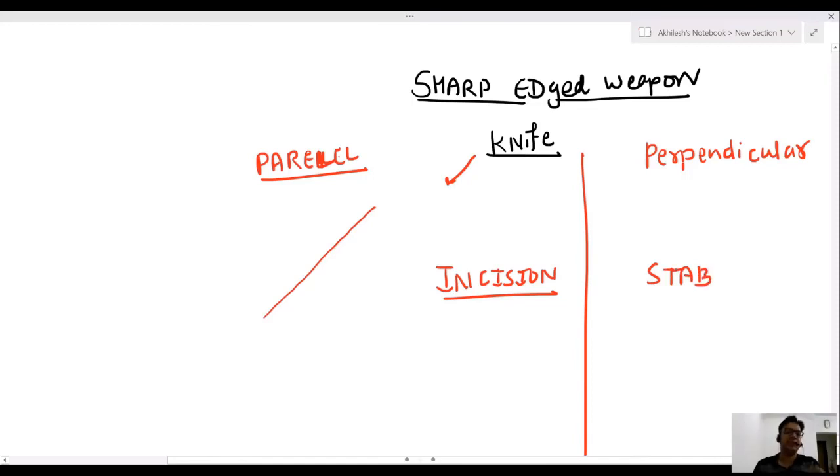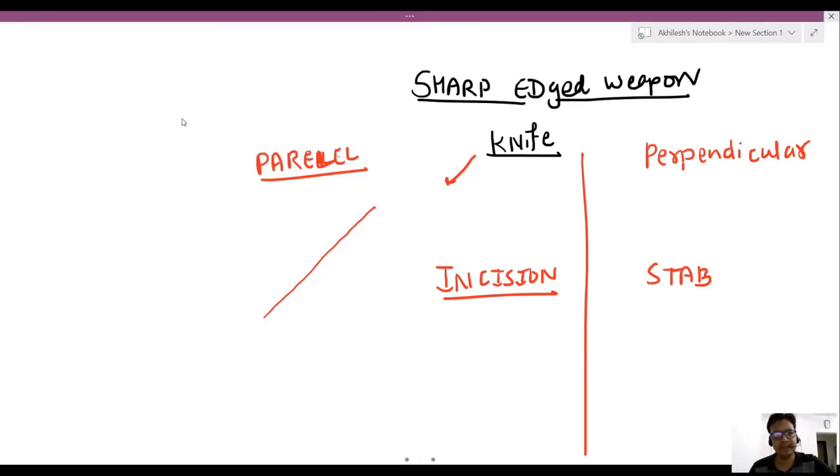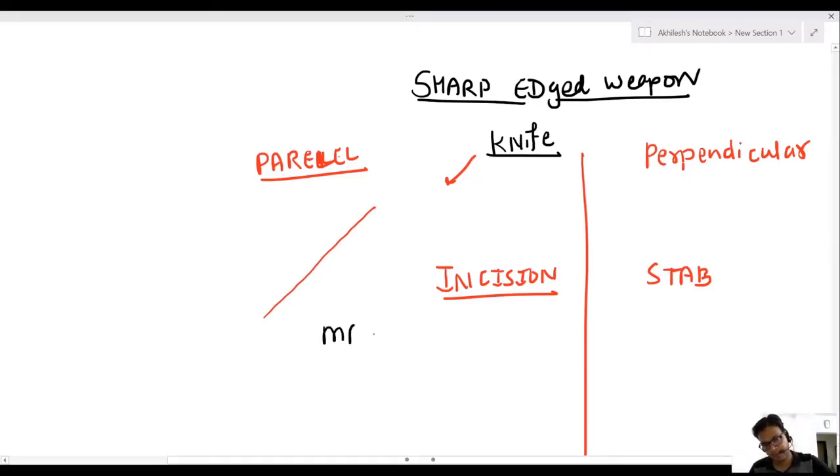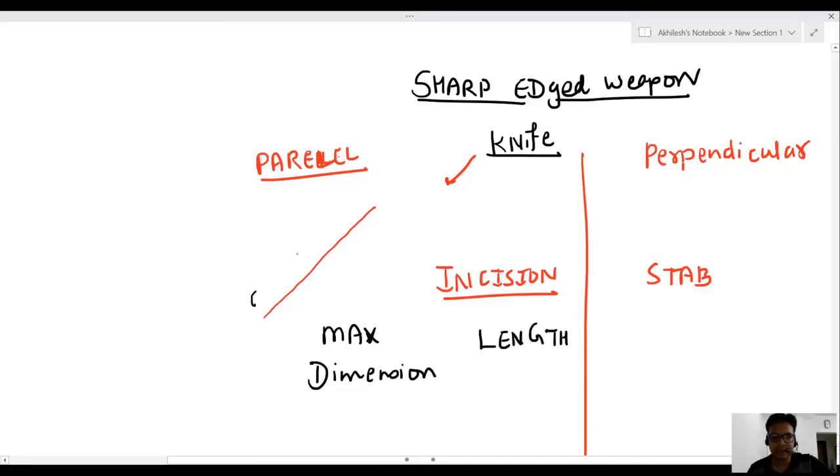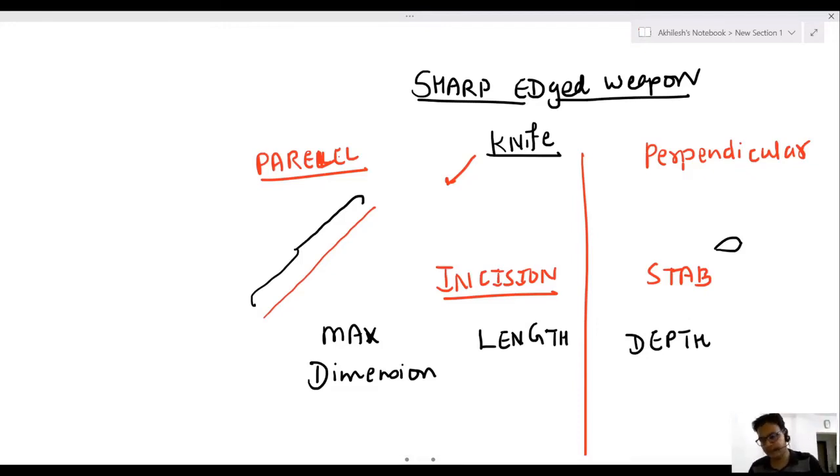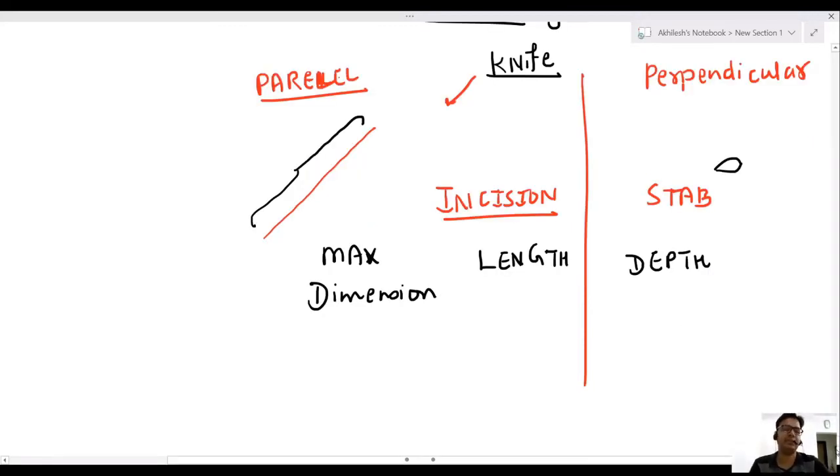What is the difference? Sir, if you see the incision, the maximum dimension is length. Like see, this is the maximum, this is length. But in stab, this is perpendicular, and the maximum dimension is depth. See, this is incision, this is stab. Maximum dimension is depth. That is the basic difference.